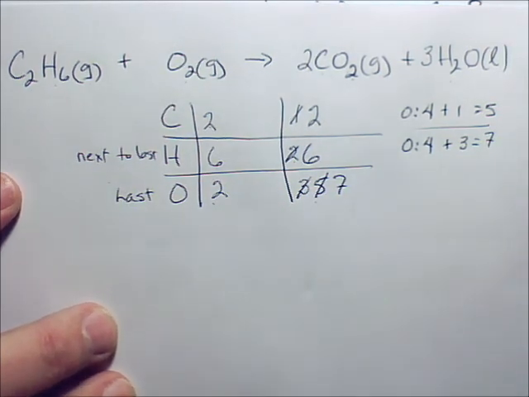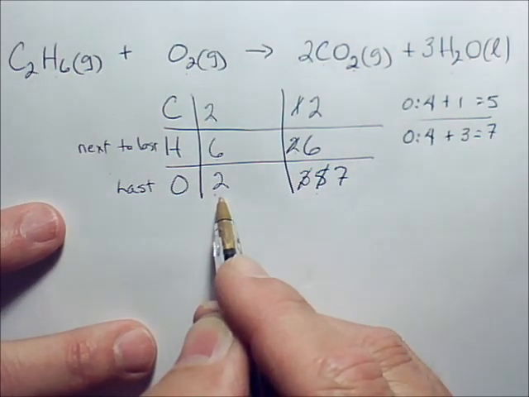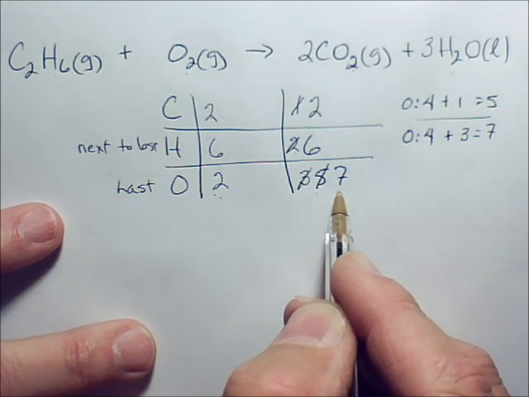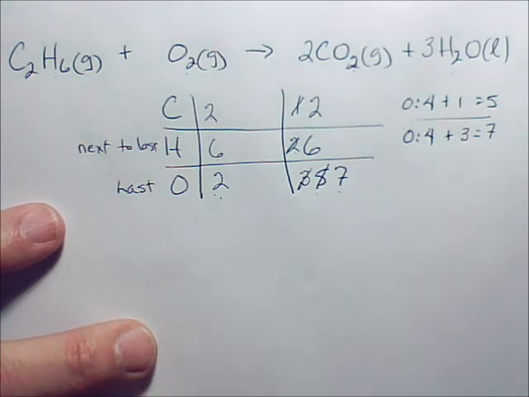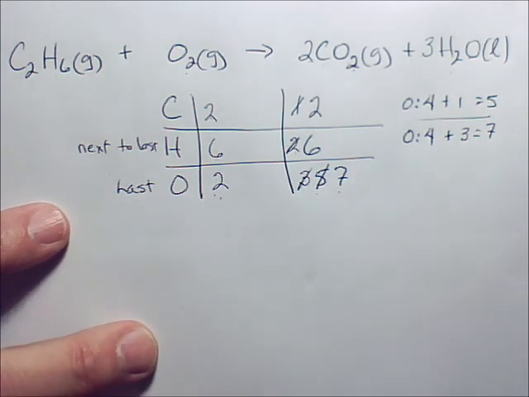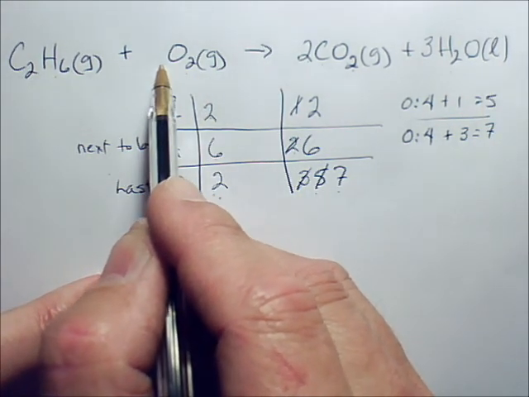Well, now we've got everything balanced but the oxygens. And this is that situation I mentioned yesterday where we have an even number of oxygens on one side and an odd number of oxygens on the other. Now, how do we fix it when we got an even number on one side and an odd number on the other? Multiply everything by 2 except the coefficient in front of the oxygen.